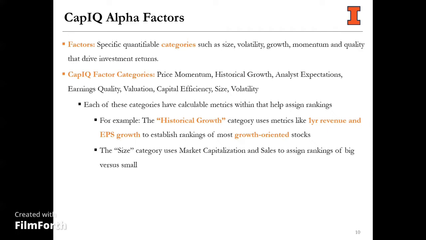When it comes to the size category, it's much of the same, but it uses market capitalization and nominal value of sales to assign rankings of big versus small. So some of the biggest companies in the United States, like Amazon or Microsoft or Walmart, the companies with the most sales or the largest market cap, will simply rank higher in the size category. That's pretty intuitive. And all of these various categories are ranked in a similar way. We'll go into some of the different metrics that determine rank within these categories.